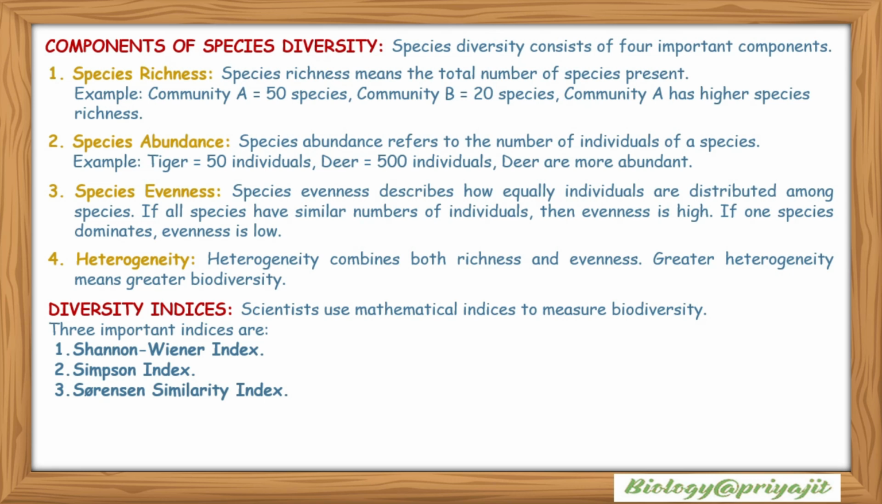Species abundance. Species abundance refers to the number of individuals of a species. Example, tiger has 50 individuals, deer has 500 individuals, so deer are more abundant.